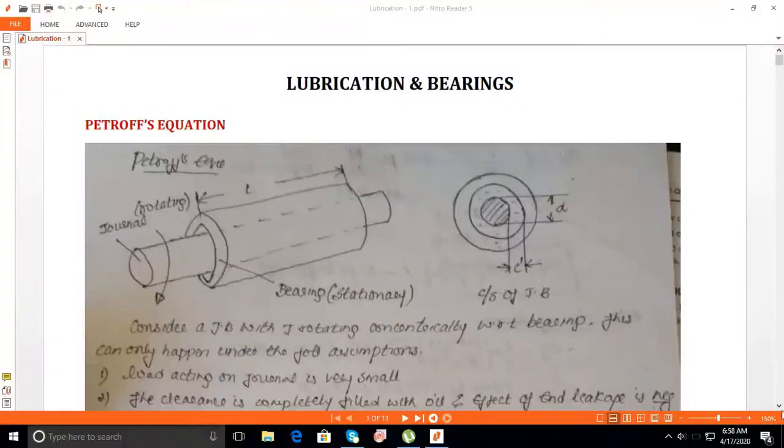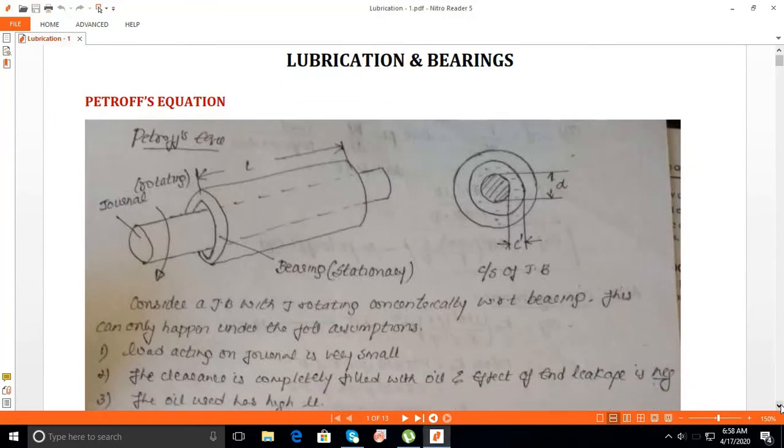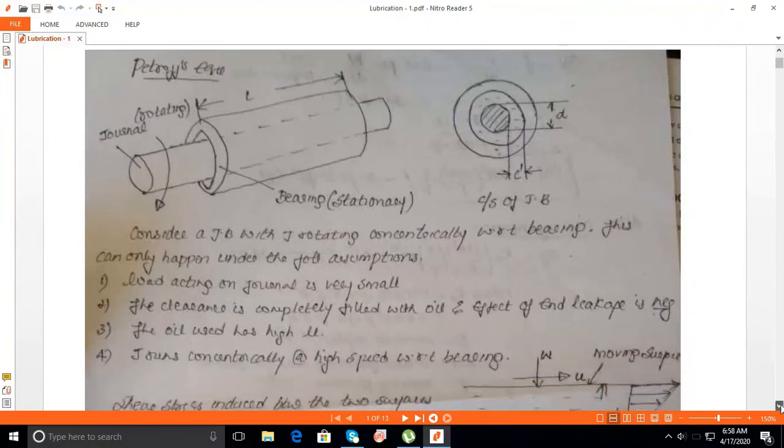Very good morning, students. Today we discuss the module called lubrication and bearings. As discussed earlier in the introduction part of lubrication and bearings, now in this class I am starting with Petroff's equation. In this Petroff's equation I am considering a full journal bearing.